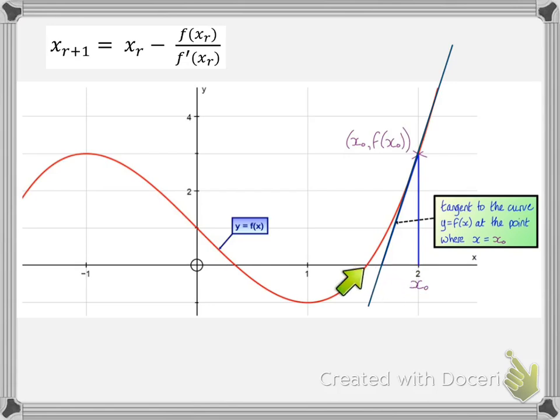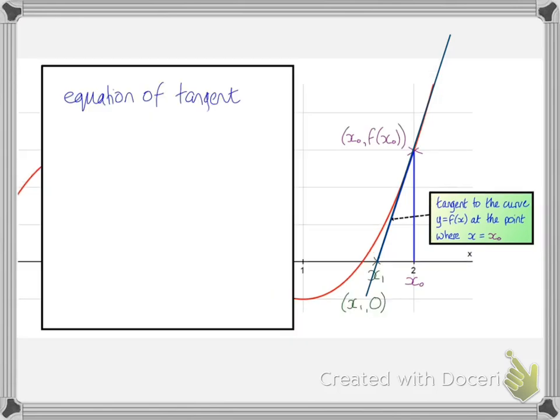So if I'm trying to find this root here, I'm going to use x0 is 2, and at this point here then, I'm going to create a tangent to the curve. This point has coordinates x0, f of x0. The equation of the tangent is just the equation of a straight line. Now I know a point on the line, I've got this point, x0, f of x0, and I know the gradient of the line. I can substitute these into the y minus y1 equation.